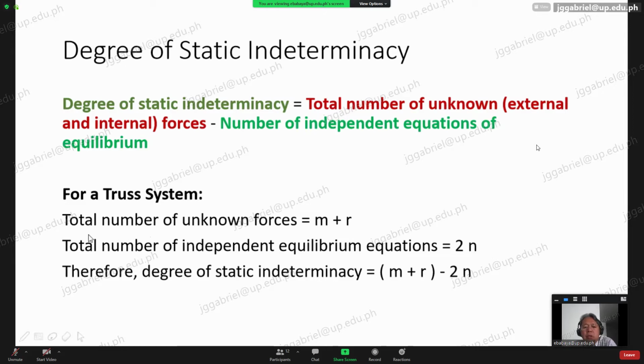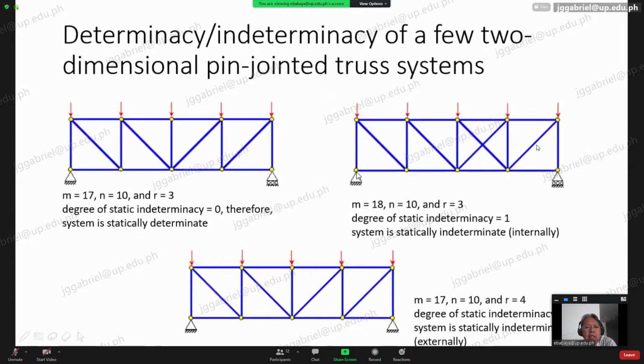Now this is based on the method of joints. If you use method of joints, you only take summation of forces along x and summation of forces along y, then you should be able to get the member forces of each element in the truss. Therefore, degree of static indeterminacy would be m, number of members, plus number of support reactions minus 2 times the number of nodes. Okay. Now for illustration, we have this.